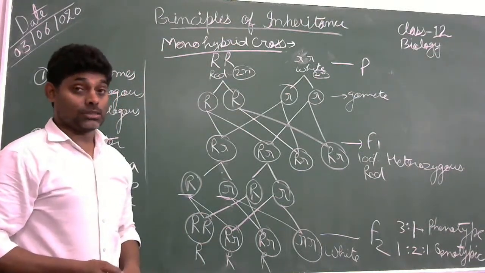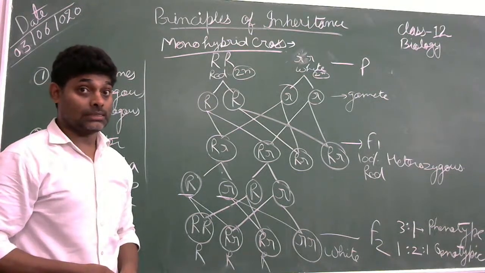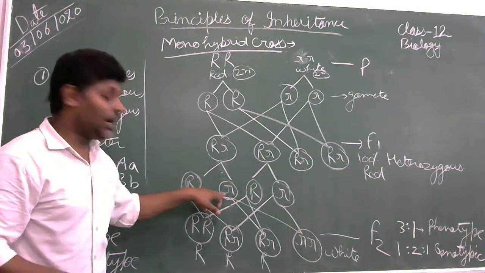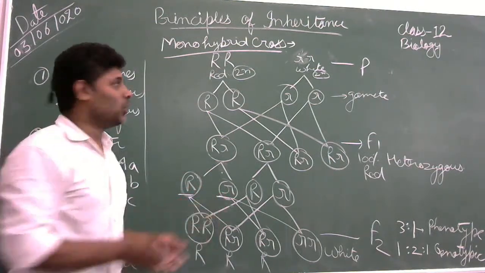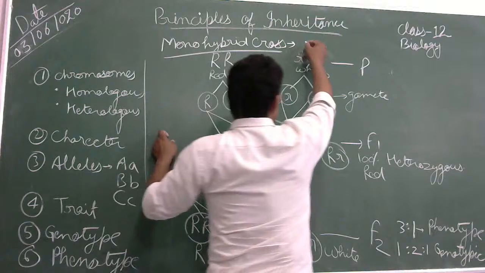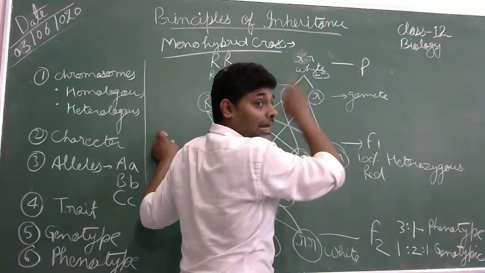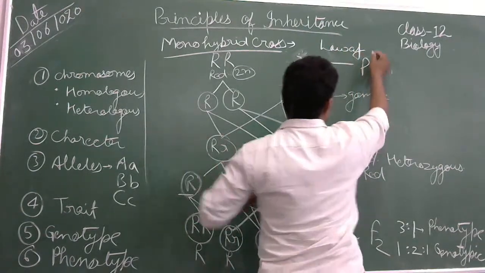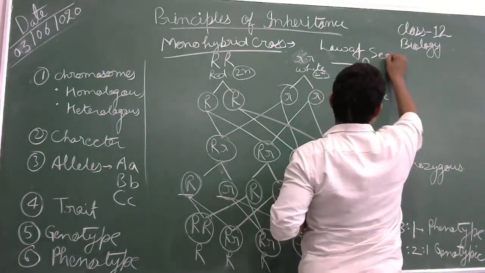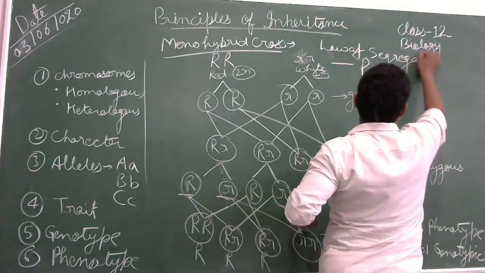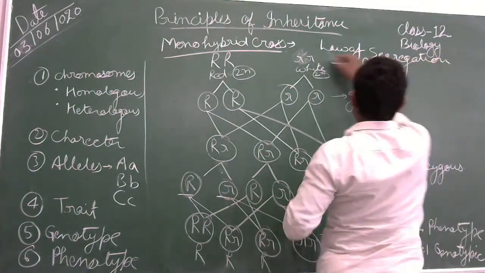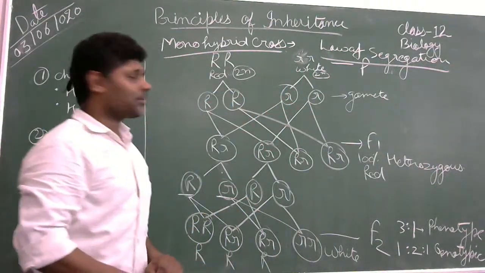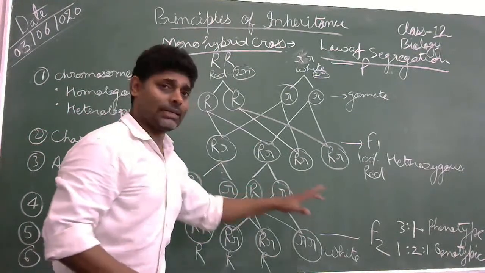That's why it is termed as the monohybrid cross. What is the monohybrid cross? This is also termed as a law. As here we are seeing the gametes segregate. So this is defined, that was the postulation, and the law was termed as the law of segregation. Clear? Law of segregation. Because gametes are segregated here.